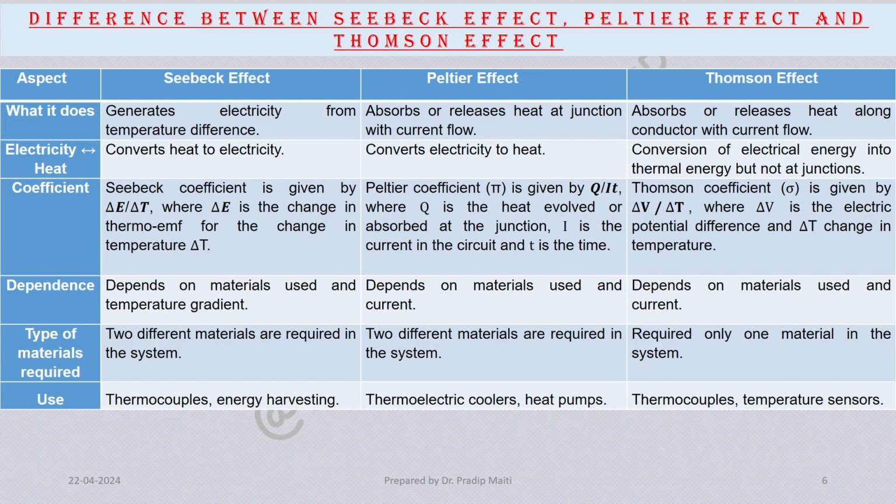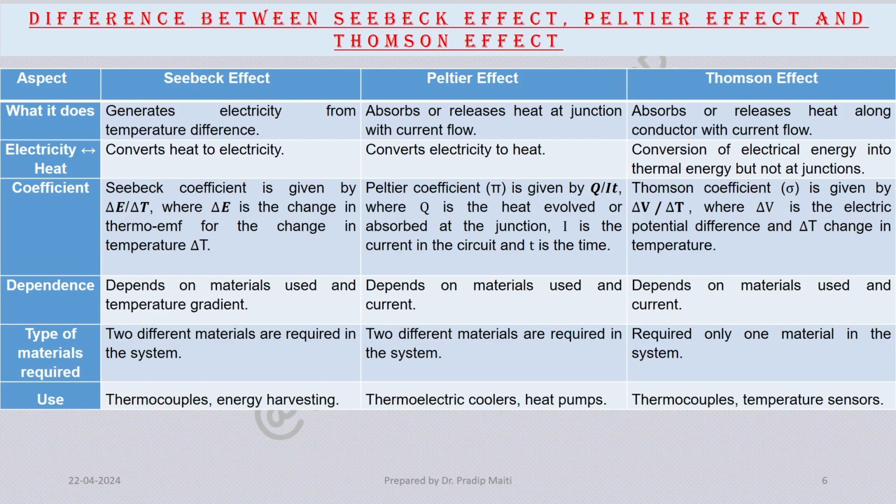The Seebeck coefficient is given by del E upon delta T, where del E is the change in thermo EMF and delta T is the change in temperature. The Peltier coefficient is given by Q by IT, where Q is the heat evolved or absorbed at the junction, I is the current and T is the time. The Thomson coefficient sigma is given by del V upon delta T, where del V is the electric potential difference and delta T is the change in temperature. The Seebeck effect depends on the material used and temperature gradient. The Peltier effect depends on the material used and current in the circuit, and the Thomson effect depends on the material used and current.